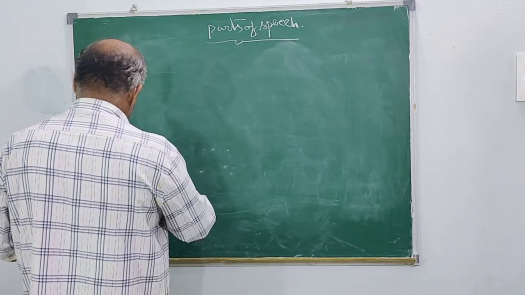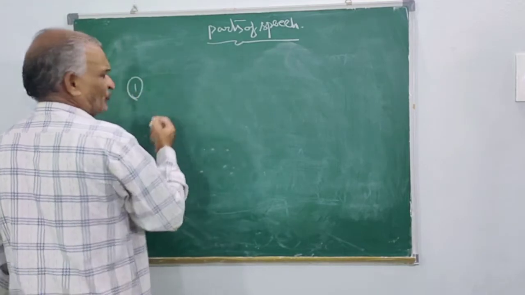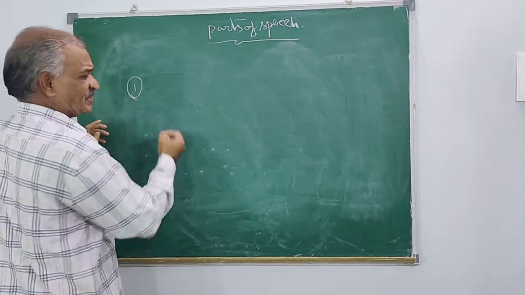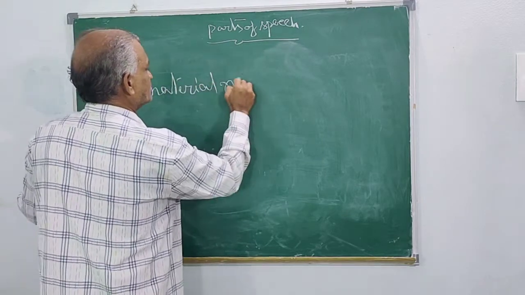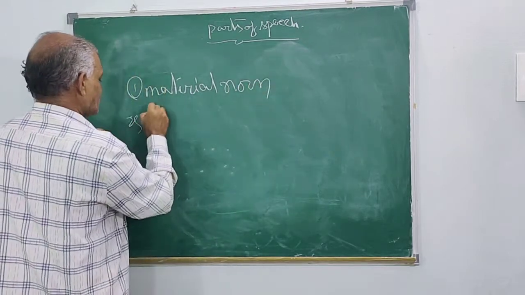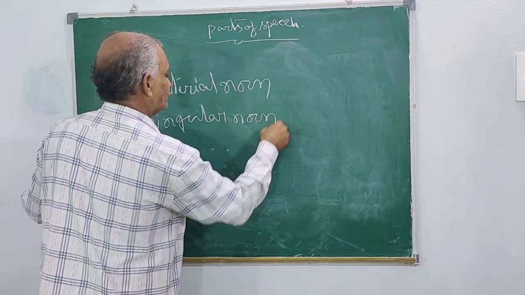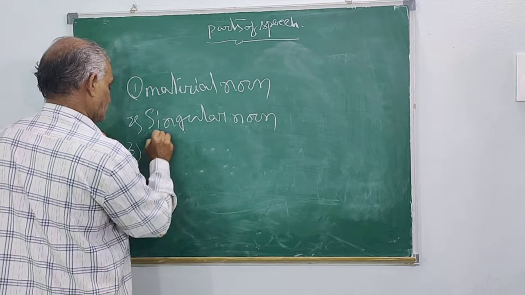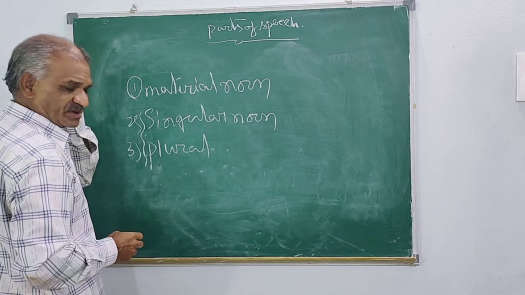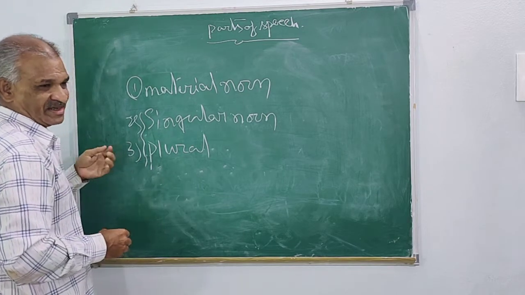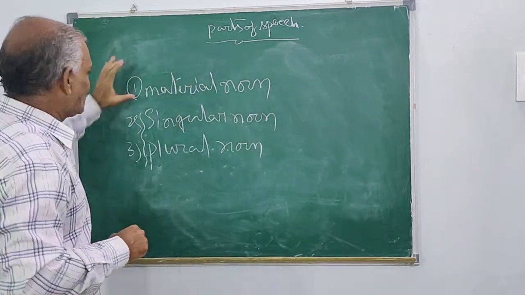Now you see, another one is, of course, very common. Now we need not have much more discussion about this. This is a wastage of our time. Material noun. And another one is singular noun. And another one is plural noun. Of course, these two are very common. We need not have a very prolonged discussion about that, but we can.